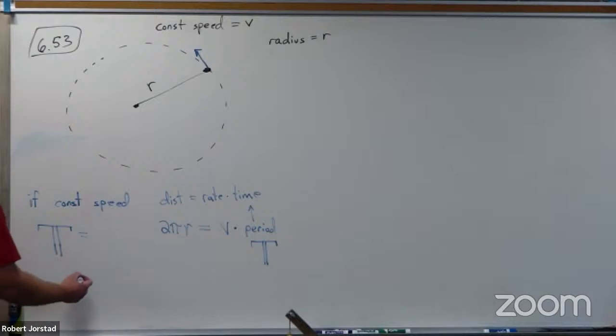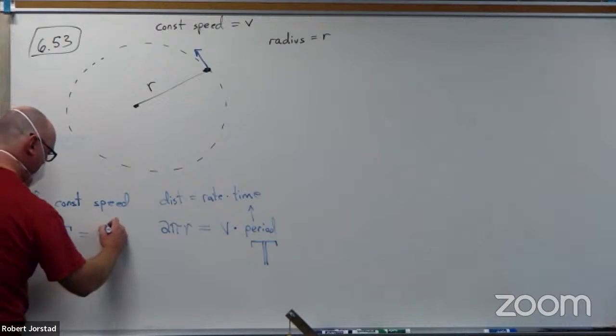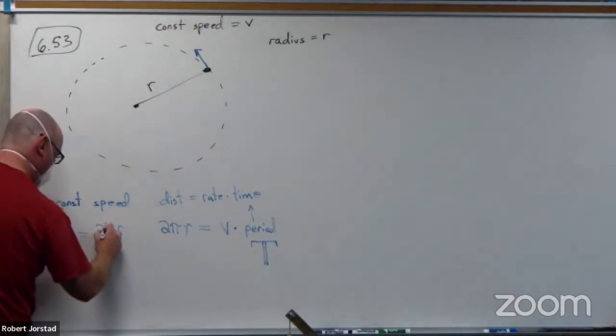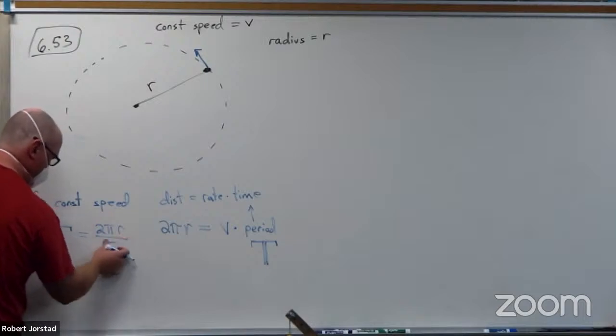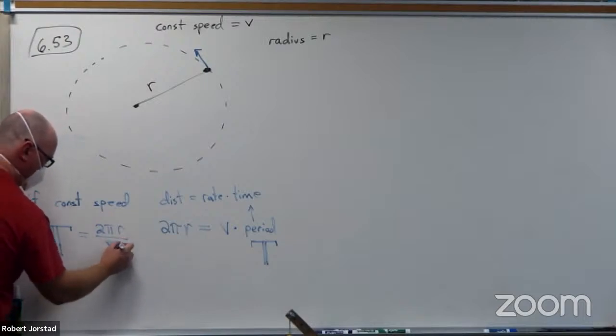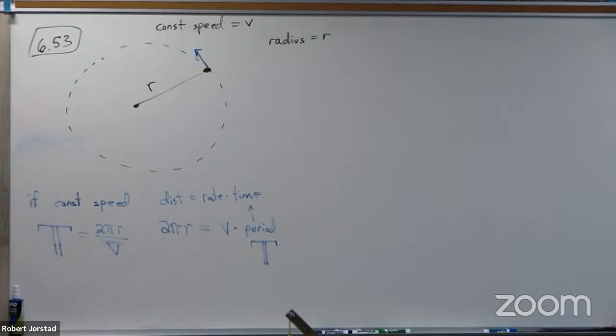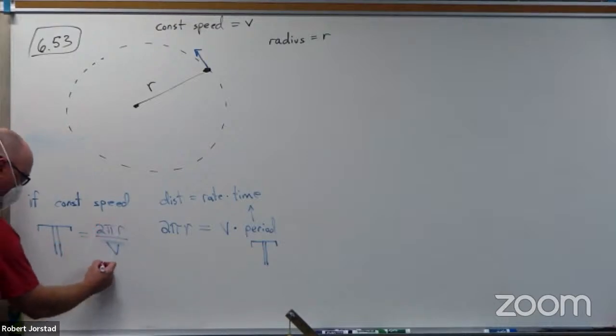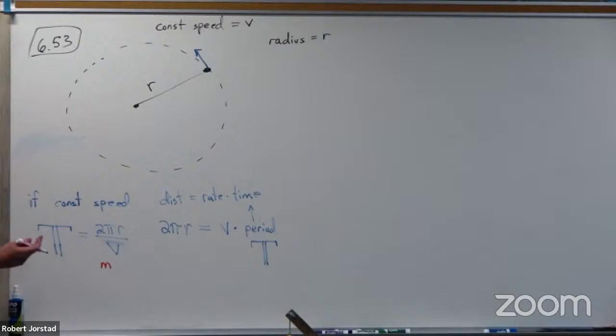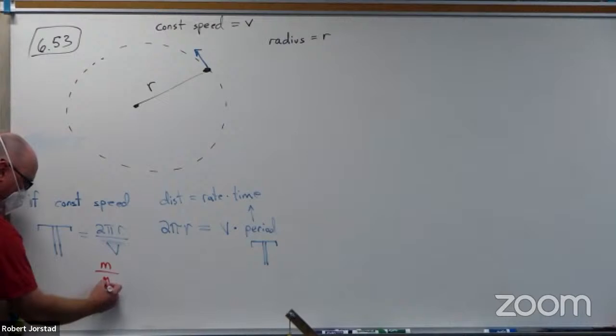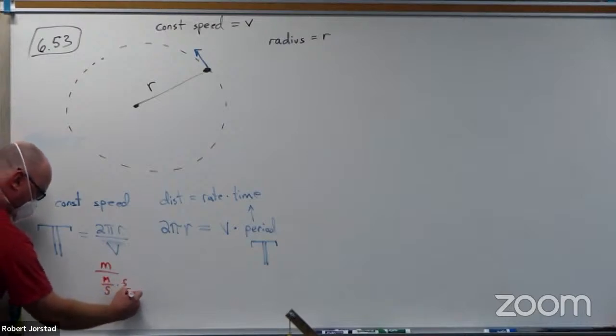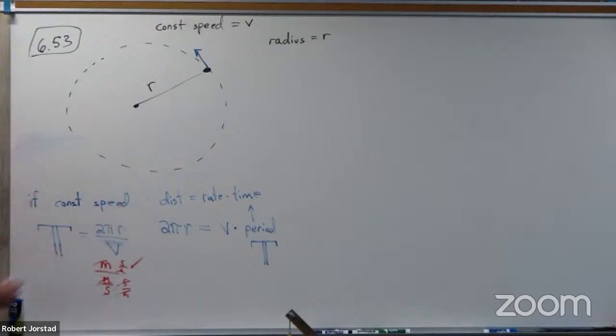Okay. What the heck was the answer? 2 pi r over v. Make sure I don't flip it. How can we make sure this looks right? What can I do? Check the units. What are the units of r? Radius is in units of meters. What's the units of v? Meters per second. Cross multiplied by seconds over meters. It looks good. All right, so that's the period.